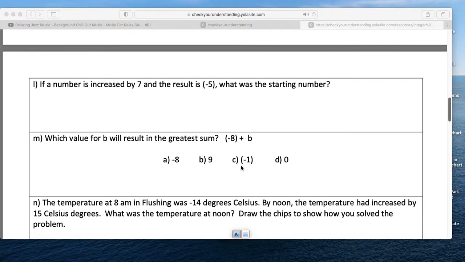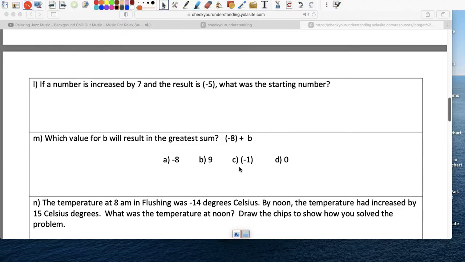If a number is increased by 7, the result is negative 5. What was the starting number? To me, it helps to write a blank, or x, to represent the number that we don't know. Plus 7, and the answer is negative 5. So what do I have to add to 7 so that my sum is negative 5?